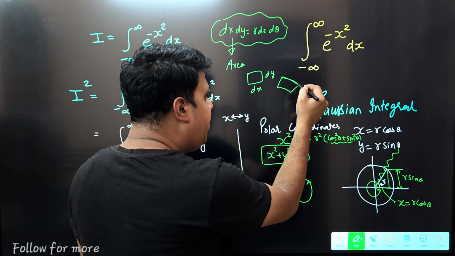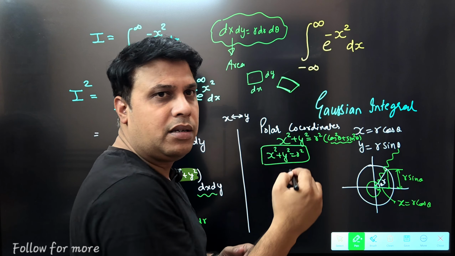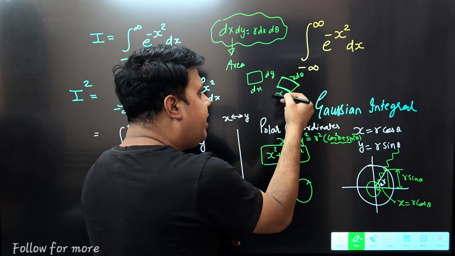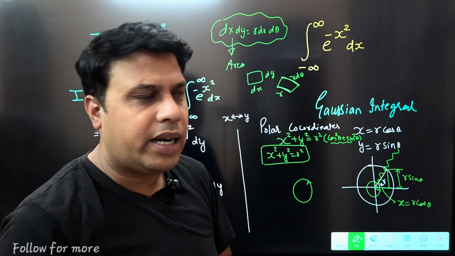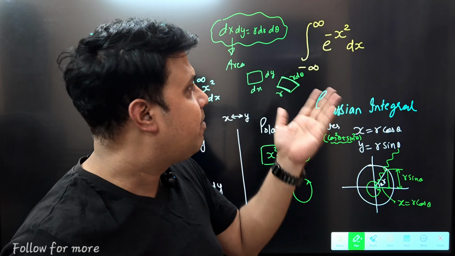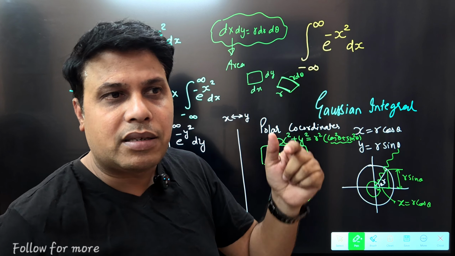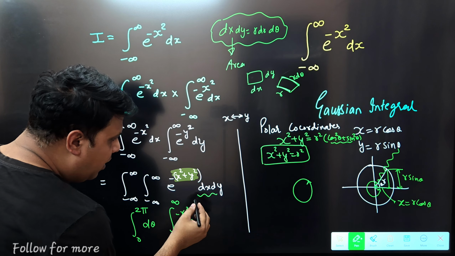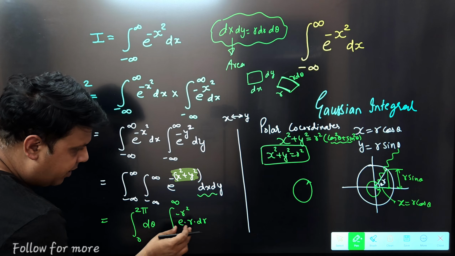So outer portion will be more and inner portion will be less. That's why, if this is r, then this has to be r dθ. That's why its area is r dθ. That's why, right? So this is something different. In a further lecture, I am going to explain this also, that why dx dy equals r dr dθ.